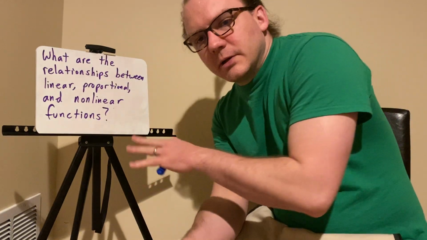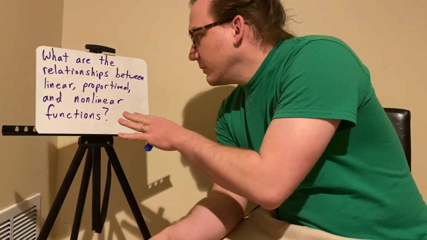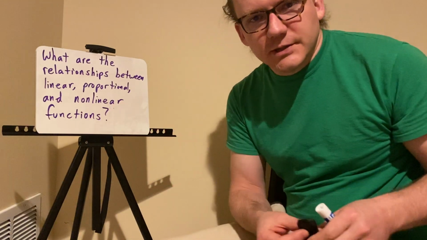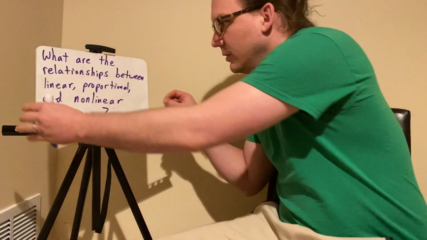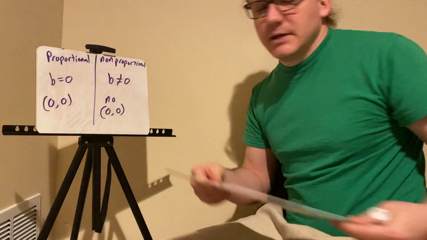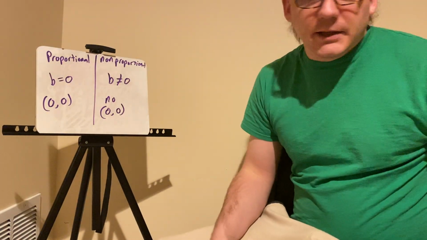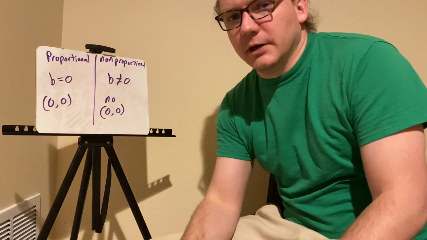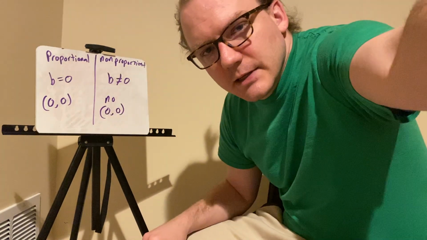In this video, I just want to go over what are the relationships between linear, proportional, and nonlinear functions. So a little bit of vocabulary review and comparisons. First we talk about linear, and within linear we have proportional and non-proportional. Both of these are linear, meaning they're going to be straight lines.